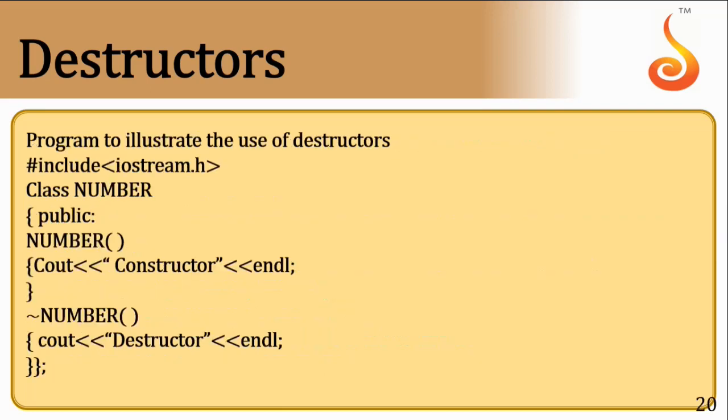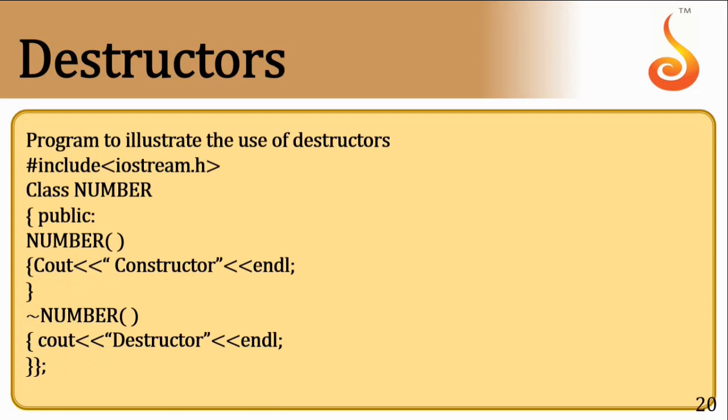This is a program to illustrate destructors. Please make a note. What is the name of the class? The name of the class is Number, right? And is this one a constructor or a destructor? It is a constructor because it has the same name as the class name, declared in the public section of the class. Cout constructor. This would be printed as it is when an object is created.